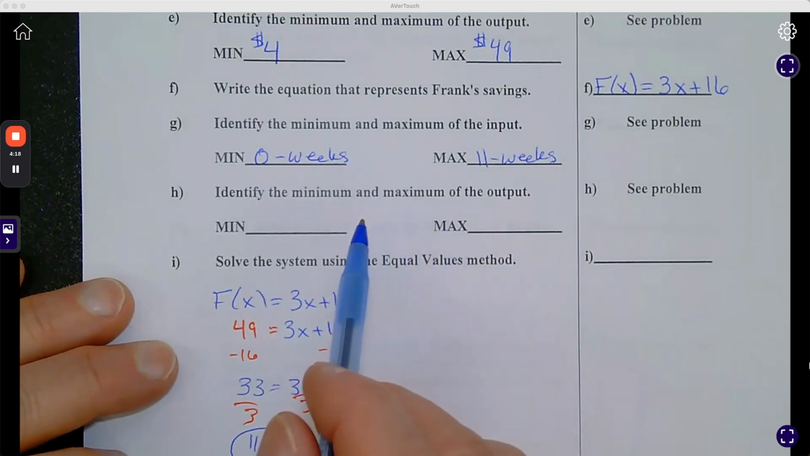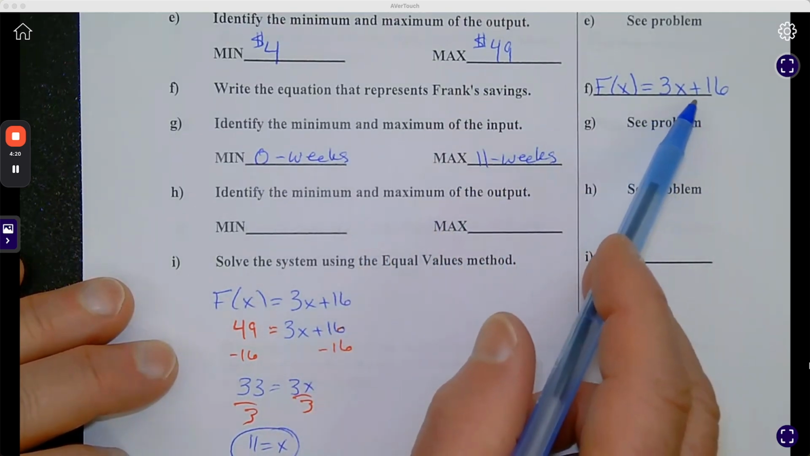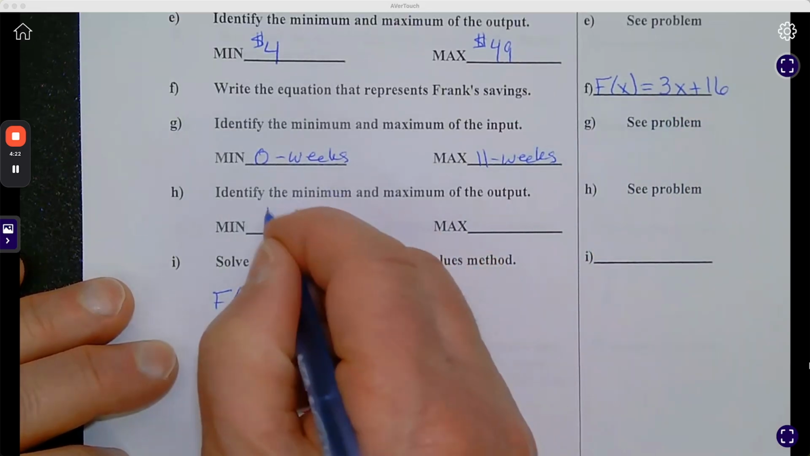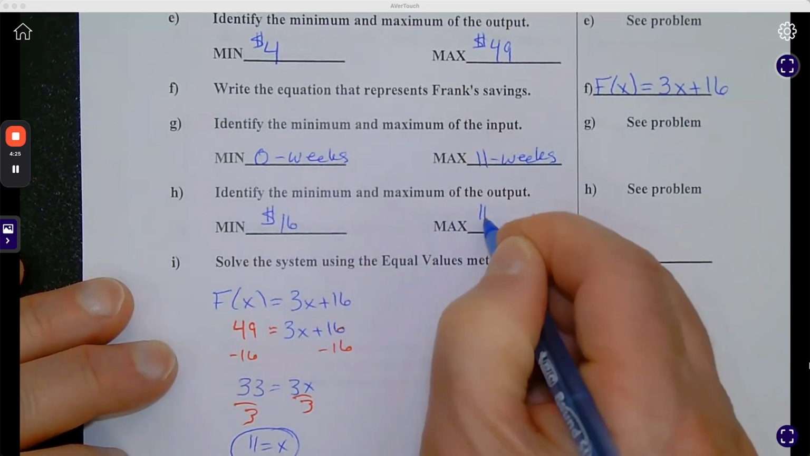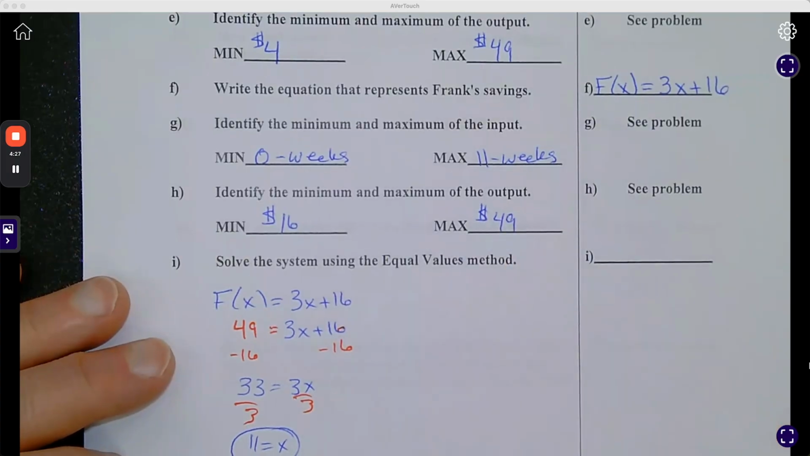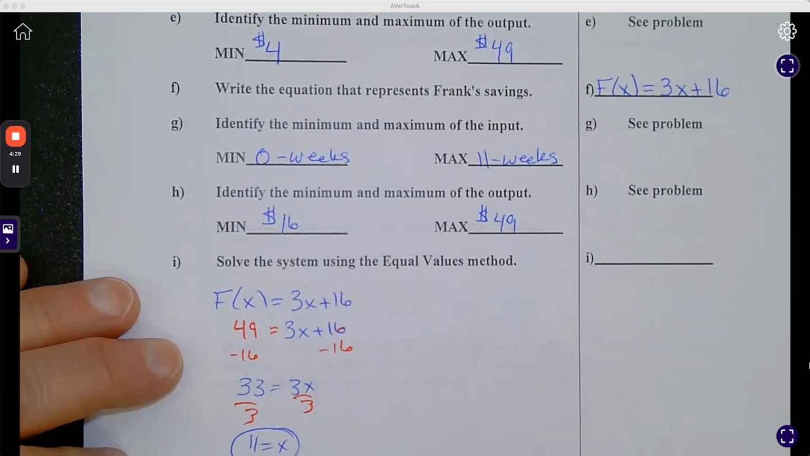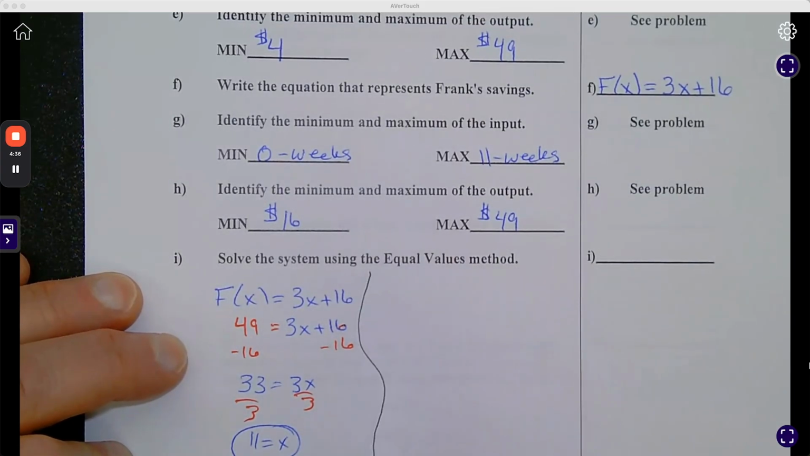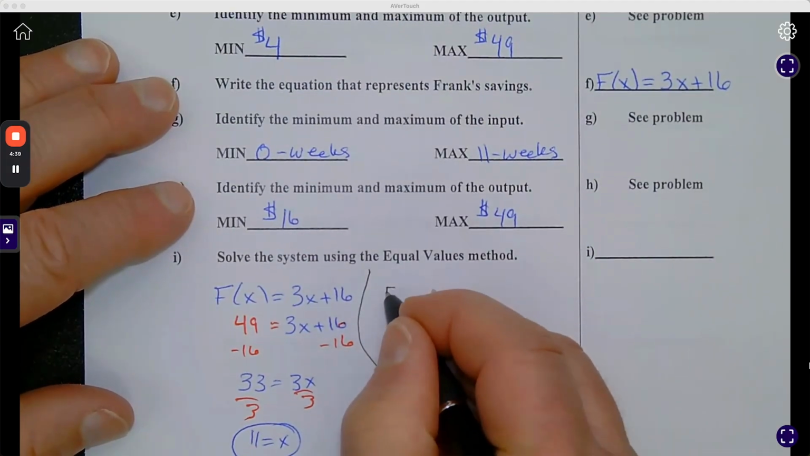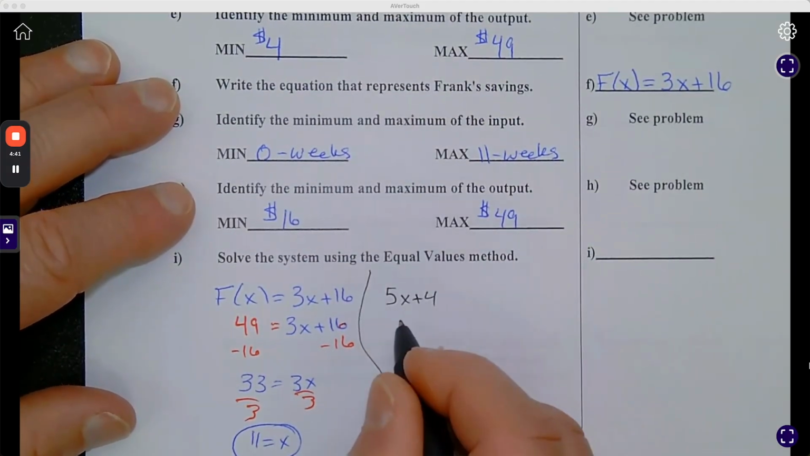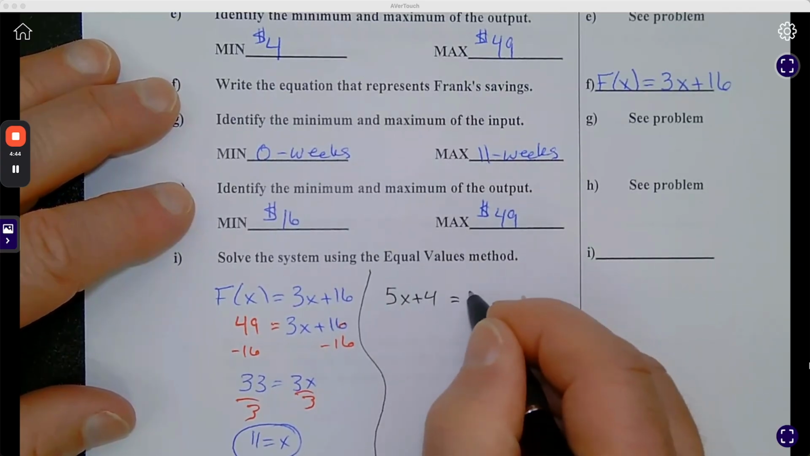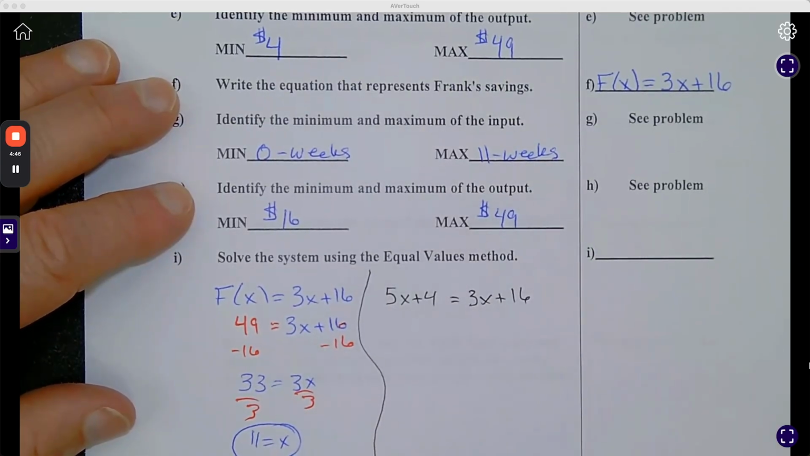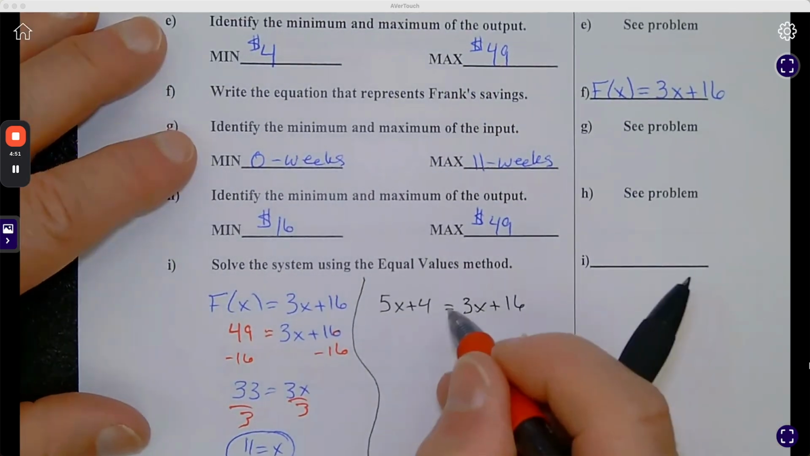All right, the minimum is the minimum amount of money Frank has. That's $16. The maximum is how much Frank needs to buy the game. That's $49. Now let's find out how long it took them to have the same amount of money and what that amount was. So I'm going to go ahead and take Joshua's function that changes his input to the output and set it equal to Frank's. Okay, let's subtract 3x from both sides. Let's solve this equation for x.